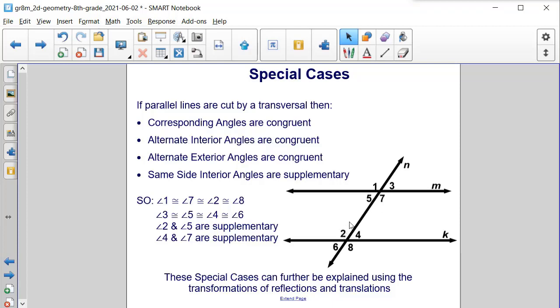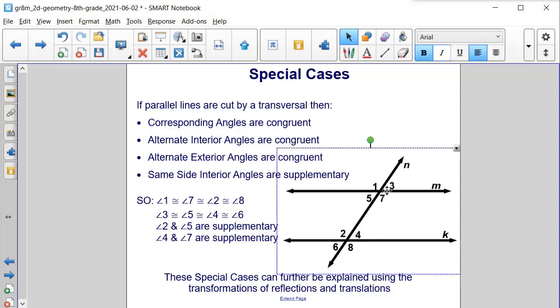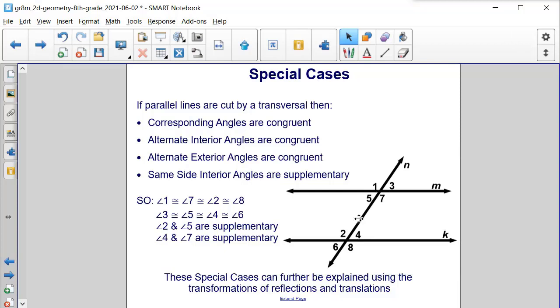You also have alternate interior angles that are congruent. Angle 7 and 2 are congruent to one another. Angle 5 is congruent to angle 4. The alternate exterior angles are also congruent. Angle 1 is congruent to angle 8. Angle 3 is congruent to angle 6. And then the same side interior angles are supplementary. So the measure of angle 2 plus the measure of angle 5 would add up to equal 180. Same with the measurement of angle 4 and the measurement of angle 7. They would add up to equal 180 degrees because they're supplementary.